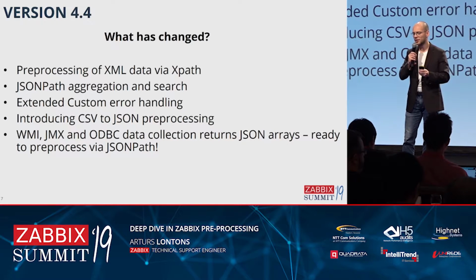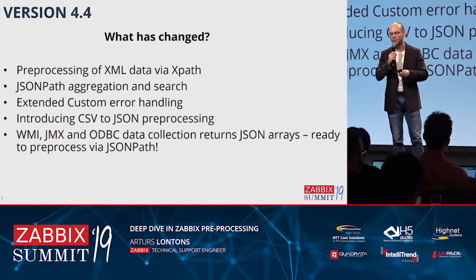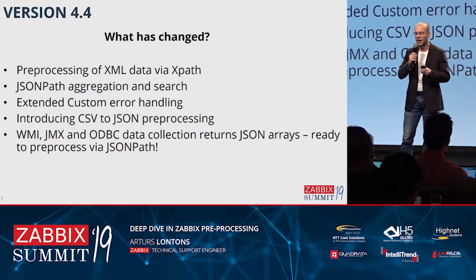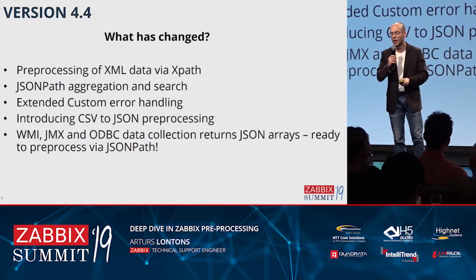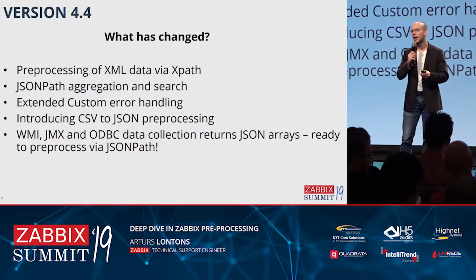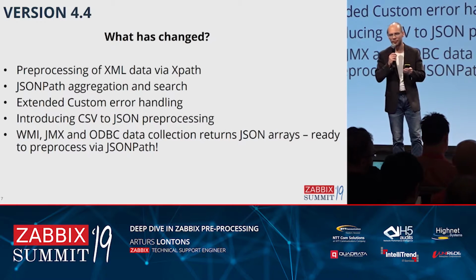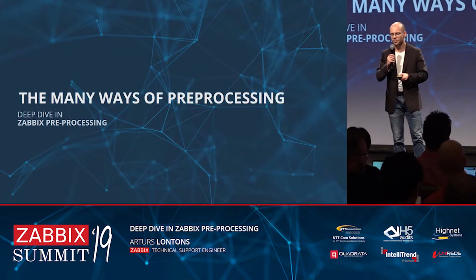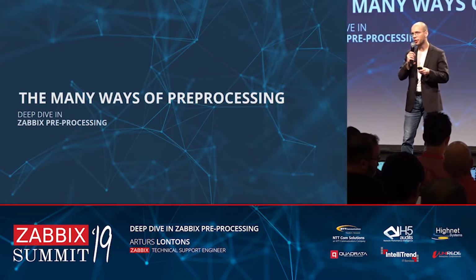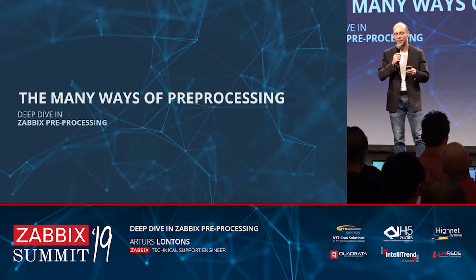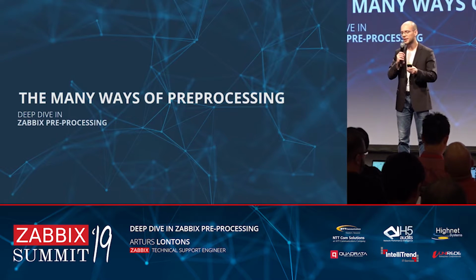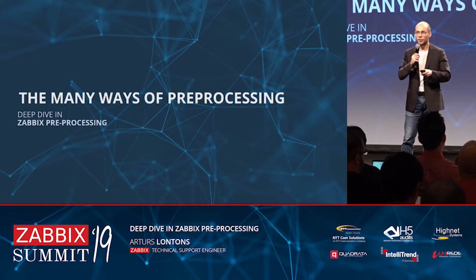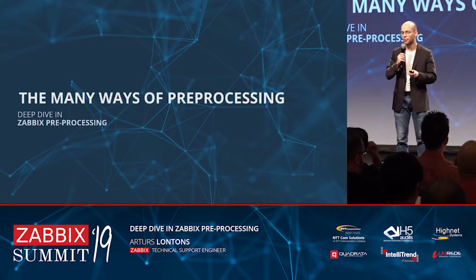CSV to JSON pre-processing, and pre-processing of WMI, JMX, and ODBC data, because now the data collection returns JSON arrays, and we can pre-process it via JSON path, for example. Maybe some of these things were covered by a colleague of mine in one of the workshops in the morning, so some of you may be already familiar with some of this. Maybe you've had a hands-on experience with it, which is great. So now, we know how historically pre-processing developed and evolved. Now let's cover the many available ways. I will briefly go through the simpler pre-processing methods, and then I will delve deeper into JavaScript pre-processing and pre-processing for Prometheus exporters.